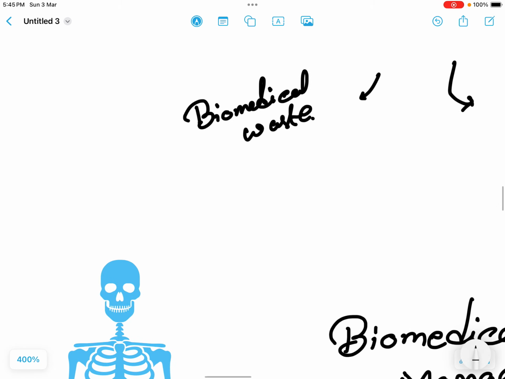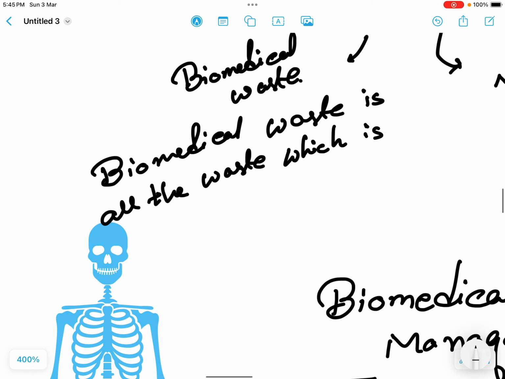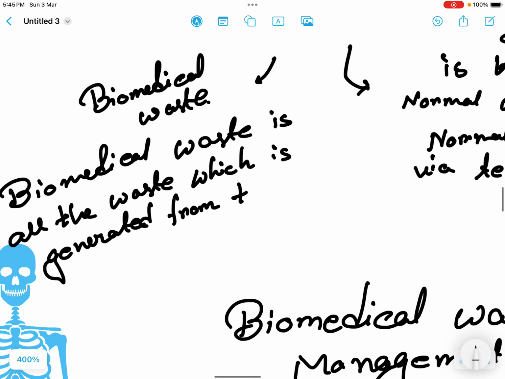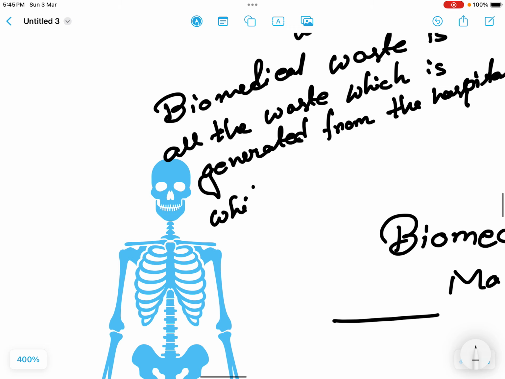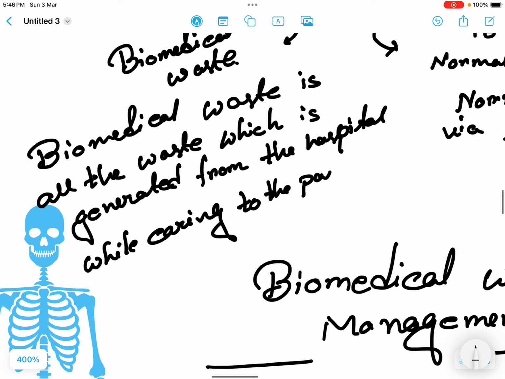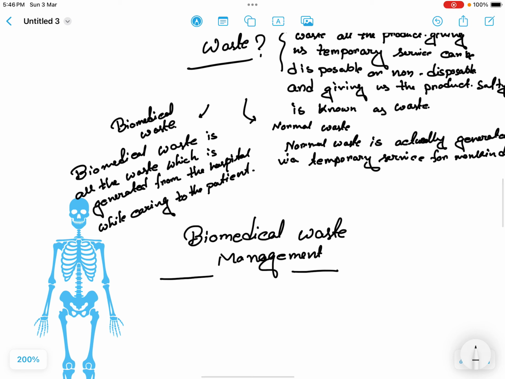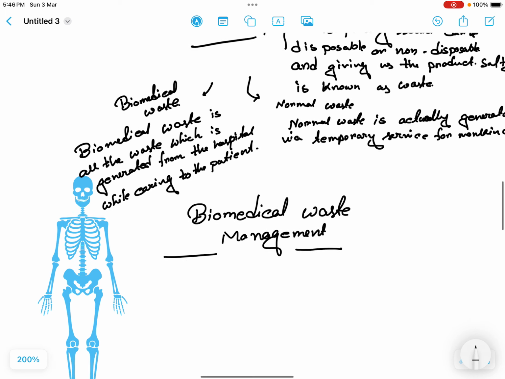And what is biomedical waste? Biomedical waste is all the waste which is generated from the hospital while caring for the patient. So that is biomedical waste, right? And all the other waste are types of normal waste.